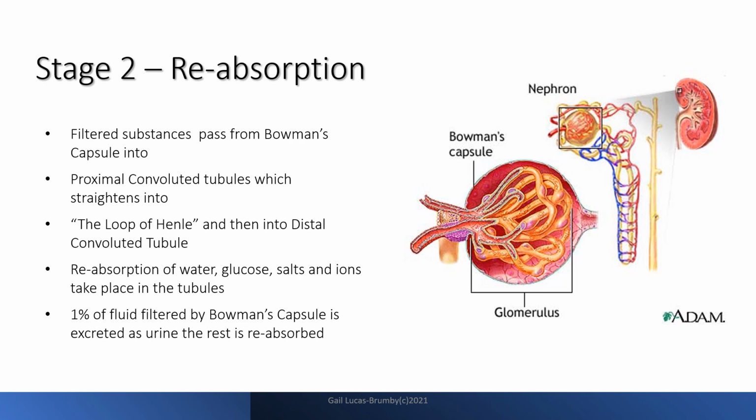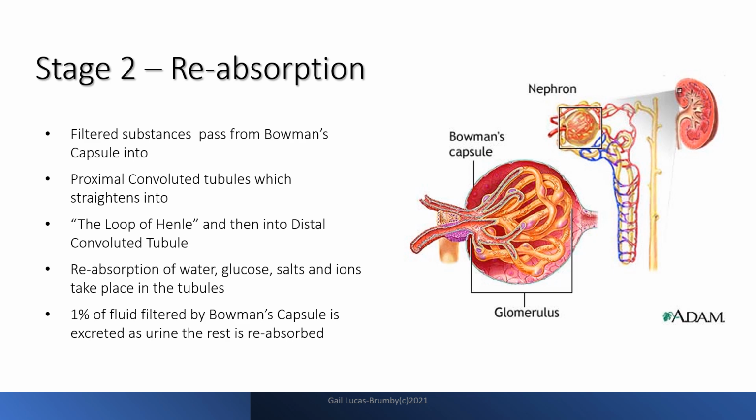Now just to recap, we're coming with these filtrates. These are known as filtrates at the moment. They're water and salt substances, and they've passed from the Bowman's capsule through the proximal convoluted tubule, which then straightens out into the loop of Henle and then up into the distal convoluted tubule.